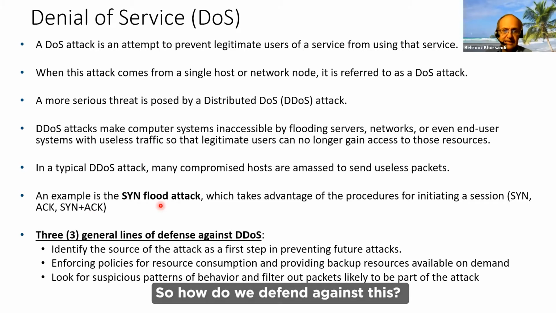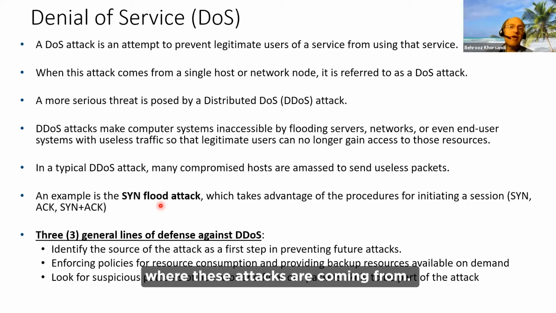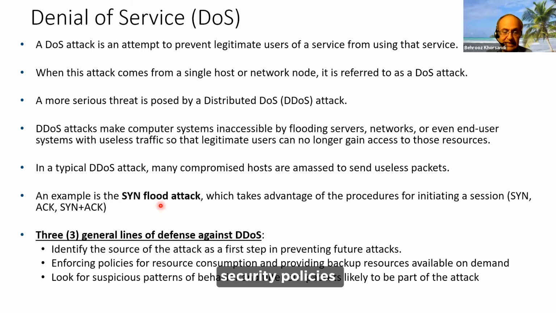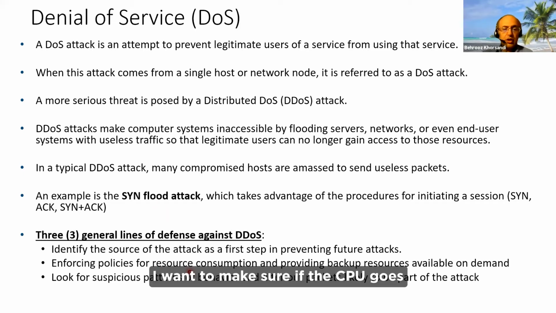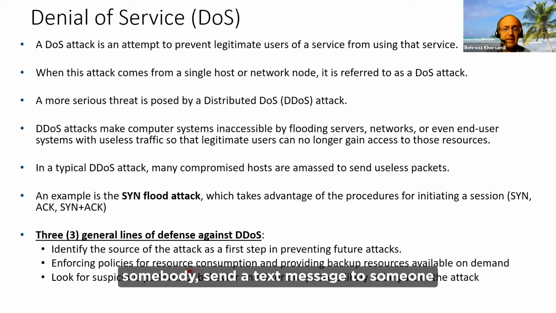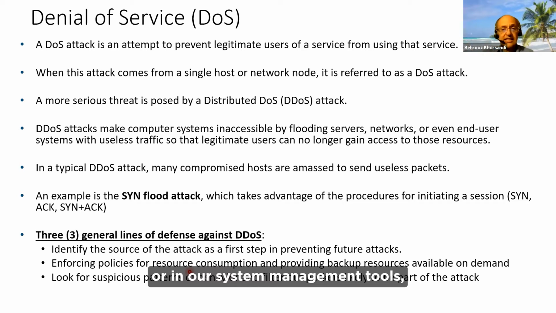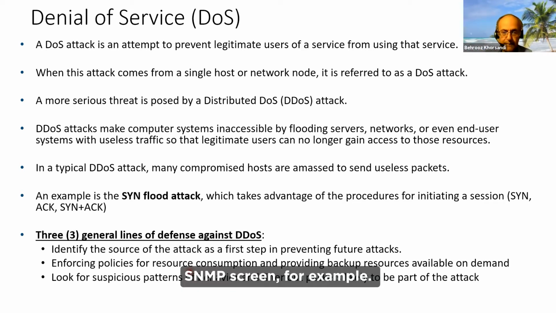So how do we defend against this? First thing you have to do is to be able to identify where these attacks are coming from. Then you need to make sure you enforce security policies for resource consumption. Resource consumption means I want to make sure if the CPU goes above 80%, that's not allowed. Maybe we send an email to someone, send a beeper to someone, send a text message to someone, or in our system management tools, we have a message pop up in the middle of our SNMP screen, for example. You want to make sure you have proper backup resources available.